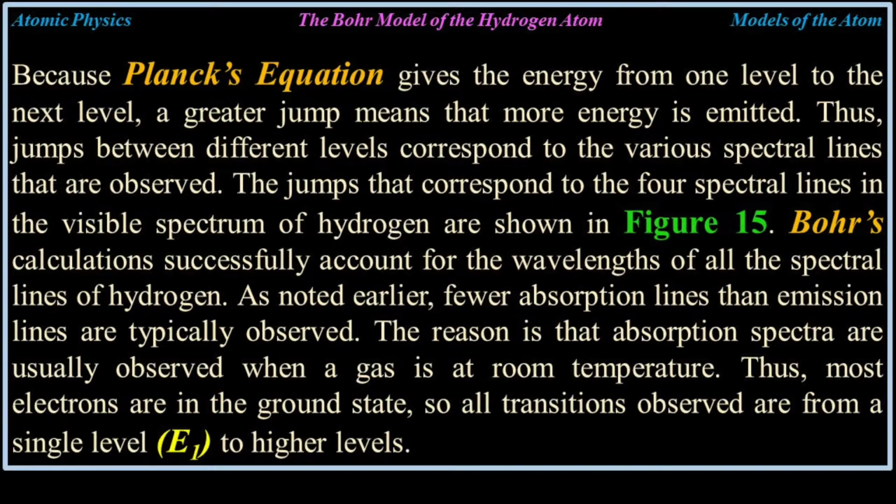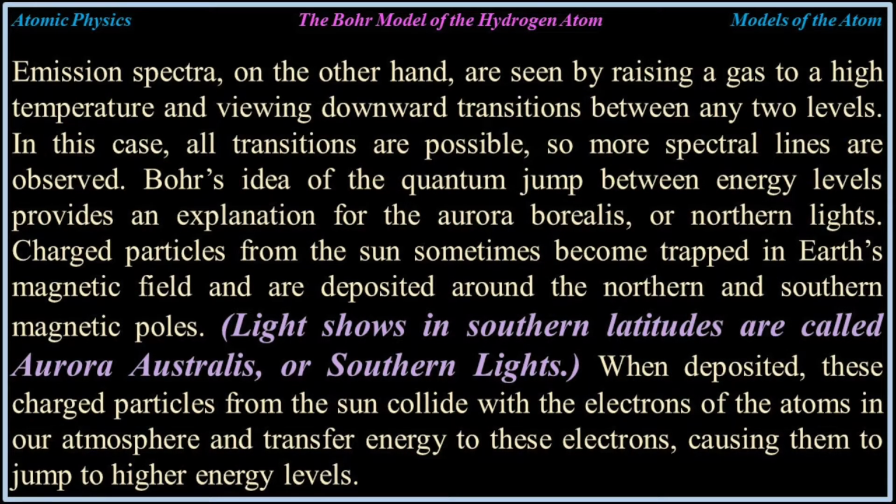As noted earlier, fewer absorption lines than emission lines are typically observed. The reason is that absorption spectra are usually observed when a gas is at room temperature. Thus, most electrons are in the ground state, so all transitions observed are from a single level, E1, to higher levels. Emission spectra, on the other hand, are seen by raising a gas to a high temperature and viewing downward transitions between any two levels. In this case, all transitions are possible, so more spectral lines are observed.